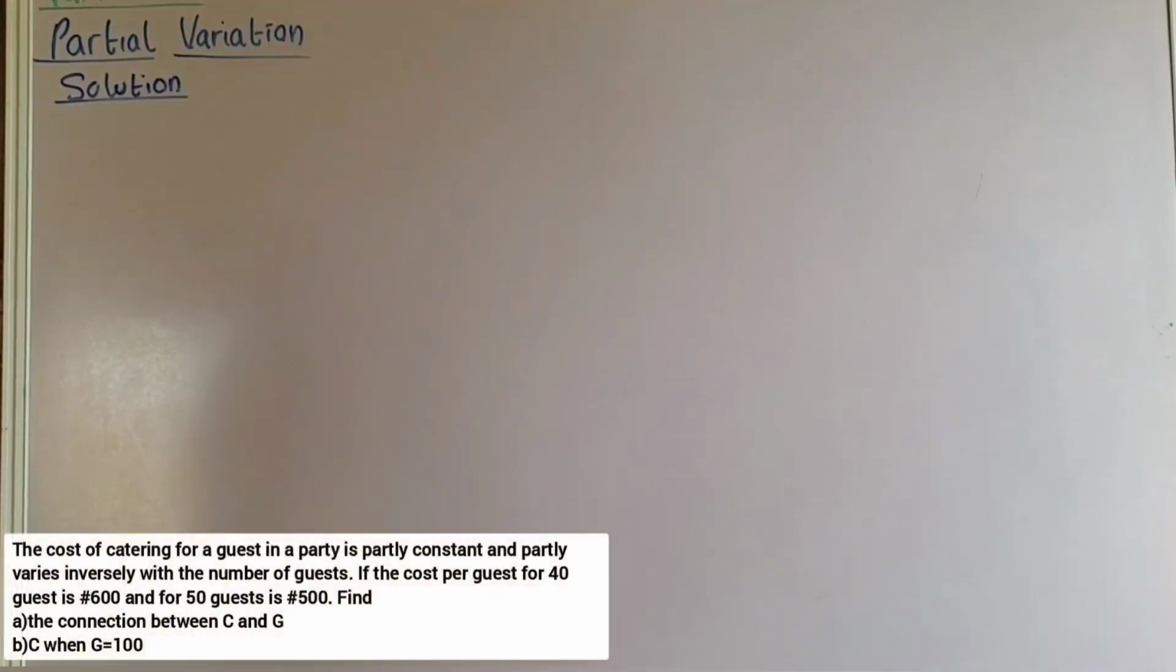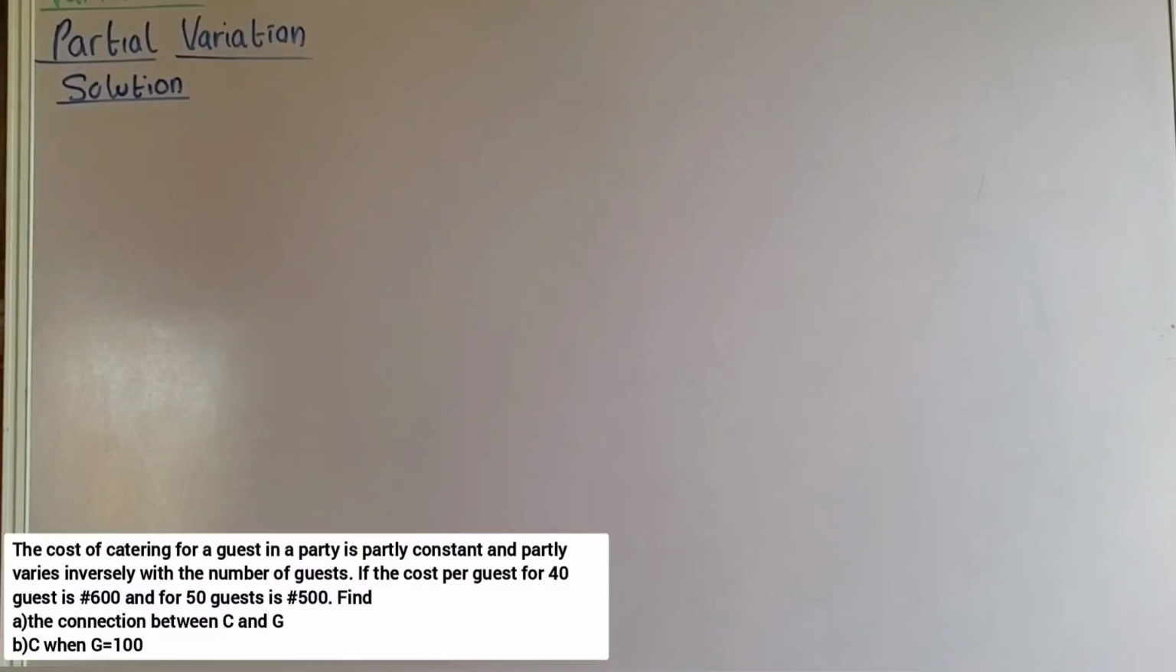Okay, let's consider this question on partial variation. The cost of catering for guests in a party is partly constant and partly varies inversely with the number of guests. If the cost per guest for 40 guests is 600 naira and for 50 guests is 500 naira, find A, the connection between C and G. That is the connection between the cost of catering for the guests and the guests. And B, the value of C when G is 100.